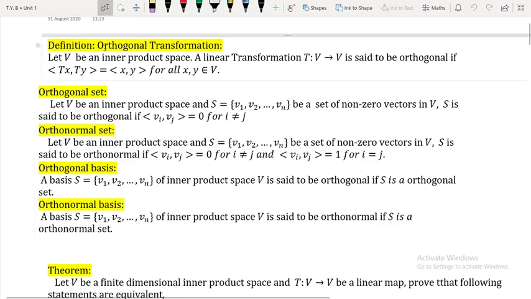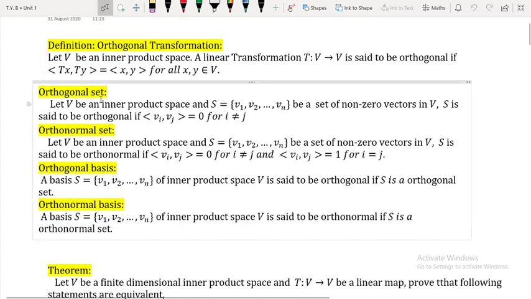So last time we have already seen the definition of orthogonal transformation. Now we will see the definition of orthogonal set. So first of all, let us go for the definition of orthogonal set. Now this definition we have already learned in second year, so it is just sort of a revision. In the last class we have also revised the definition of inner product space, right?